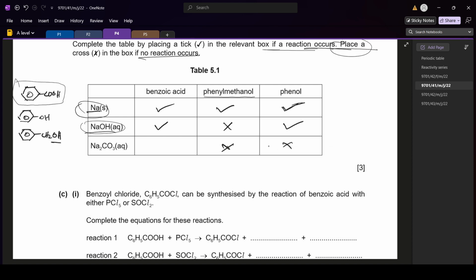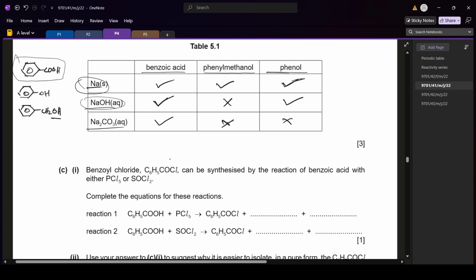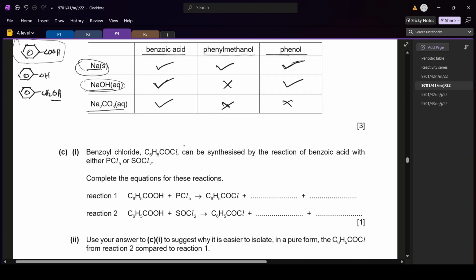it will not react with sodium carbonate, nor will phenol react with sodium carbonate, but benzoic acid will react because this is an acid, and acids react with carbonates to form carbon dioxide, water, and a salt. Okay, so how can you differentiate between benzoic acid and phenol? You can differentiate by reacting them with sodium carbonate. So you will know whether it is a phenol or an acid, because phenol does not react with sodium carbonate.